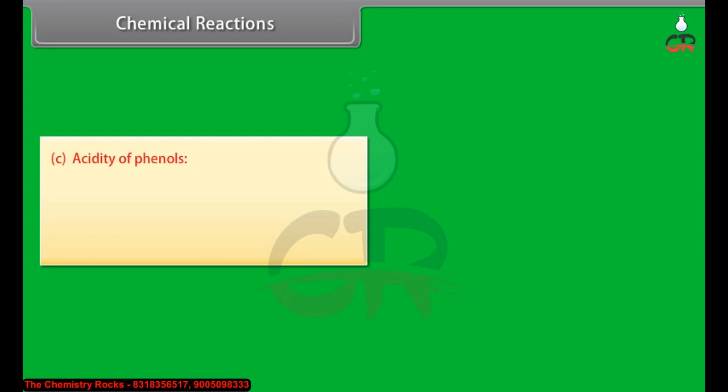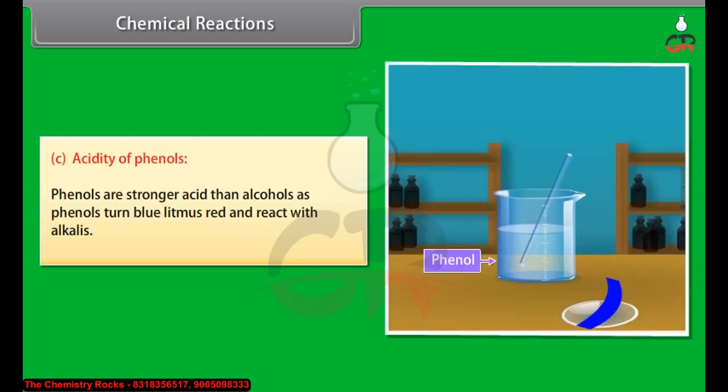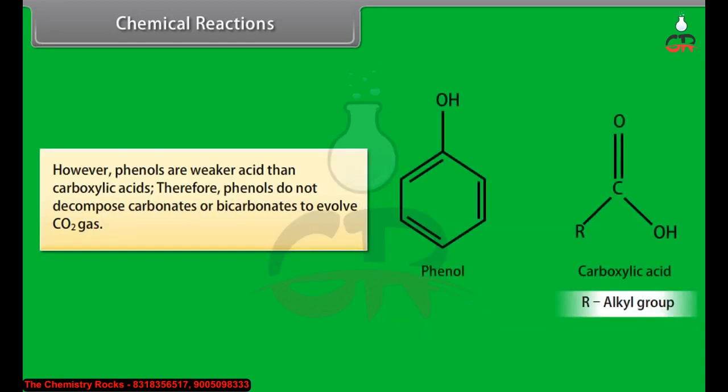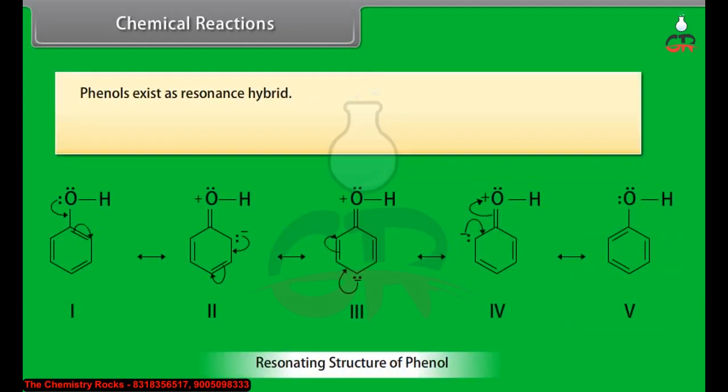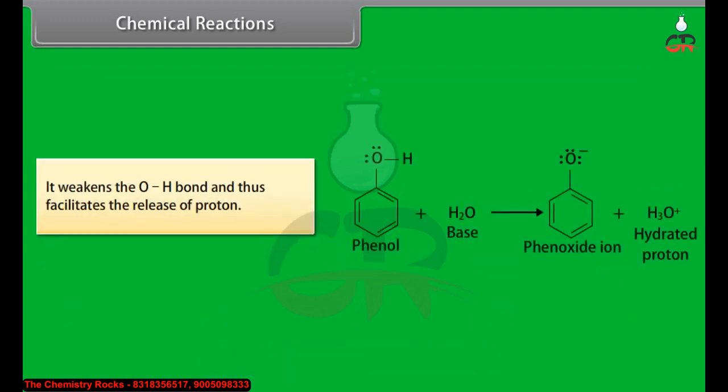Acidity of phenols. Phenols are stronger acid than alcohols as phenols turn blue litmus red and react with alkalis. However, phenols are weaker acids than carboxylic acids. Therefore, phenols do not decompose carbonates or bicarbonates to evolve carbon dioxide gas. Phenols exist as resonance hybrid. As a result of resonance, oxygen atom acquires a partial positive charge. It weakens the OH bond and thus facilitates the release of proton.